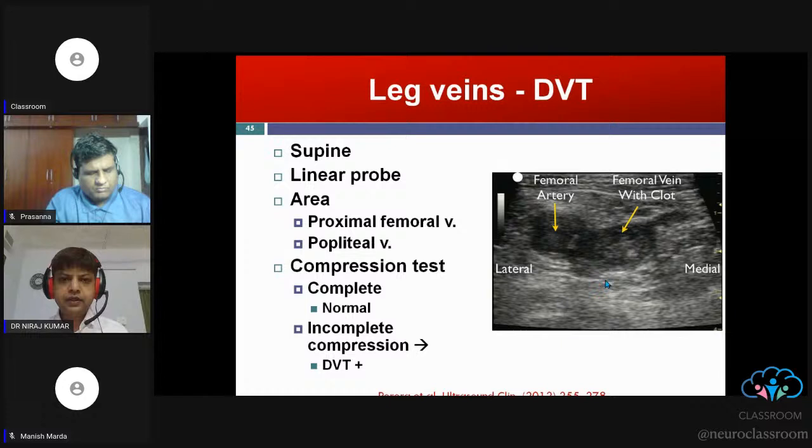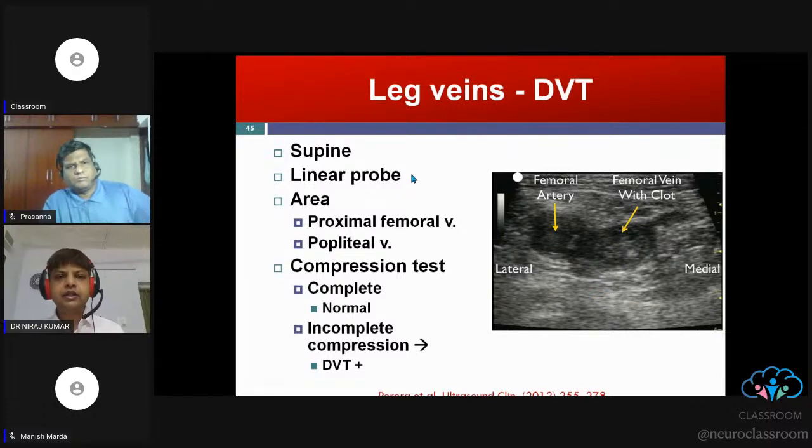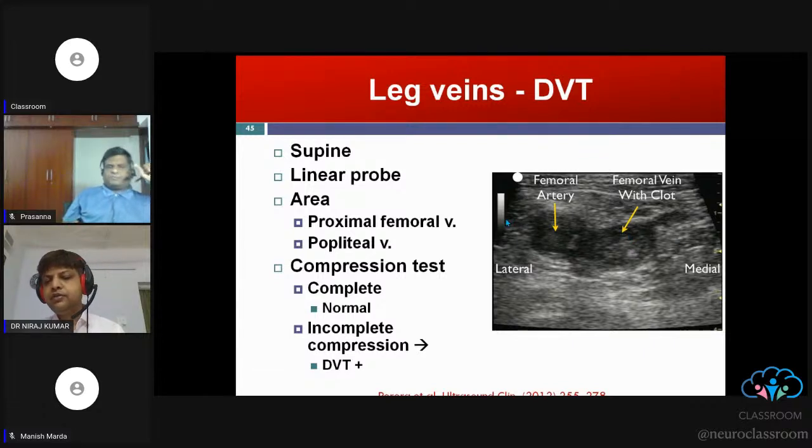Now come to the last part of the RUS protocol, that is, you have to scan the femoral and popliteal veins to see any evidence of thrombosis. Suppose this is the femoral area, with medial and lateral sides. Keep your probe, a linear probe of course, just below the inguinal ligament. Going from medial to lateral, you see the femoral vein, then the artery, and then the nerve. There is a formula, VAN: vein, artery, and nerve.